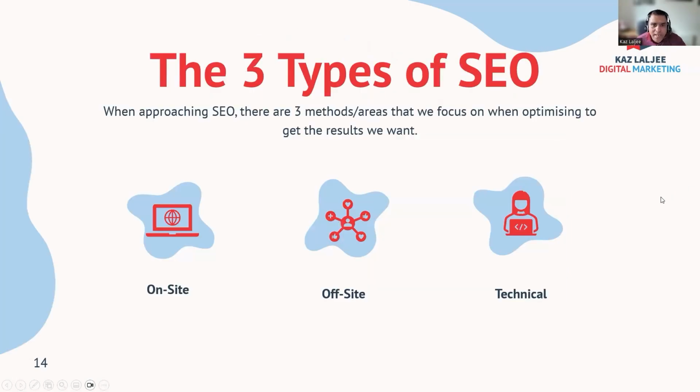So there are three main areas of SEO, or the three main types of SEO, and these are the ones that we're going to be focusing on. There's what we call on-site, off-site, and technical.